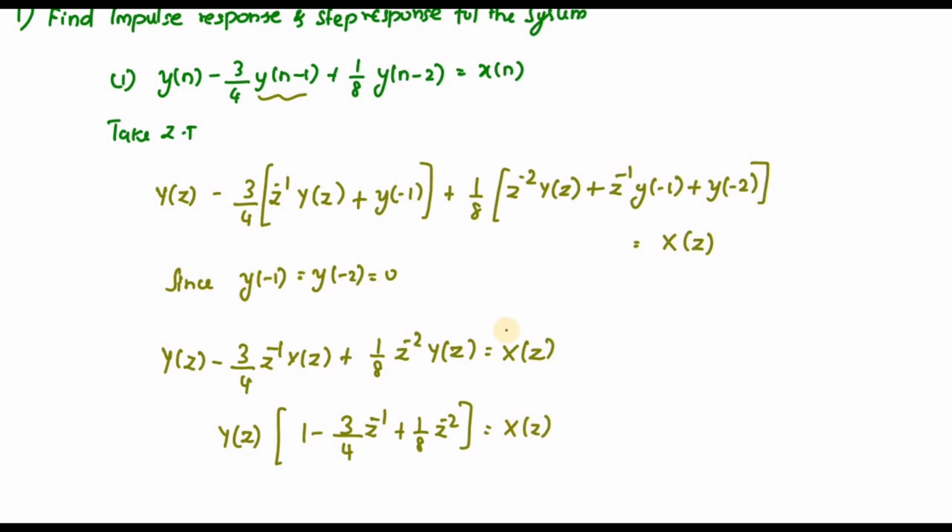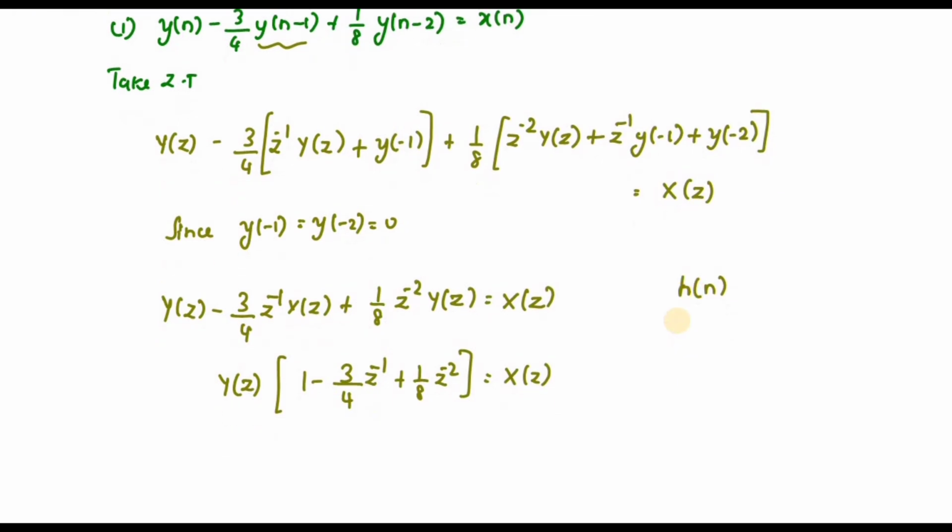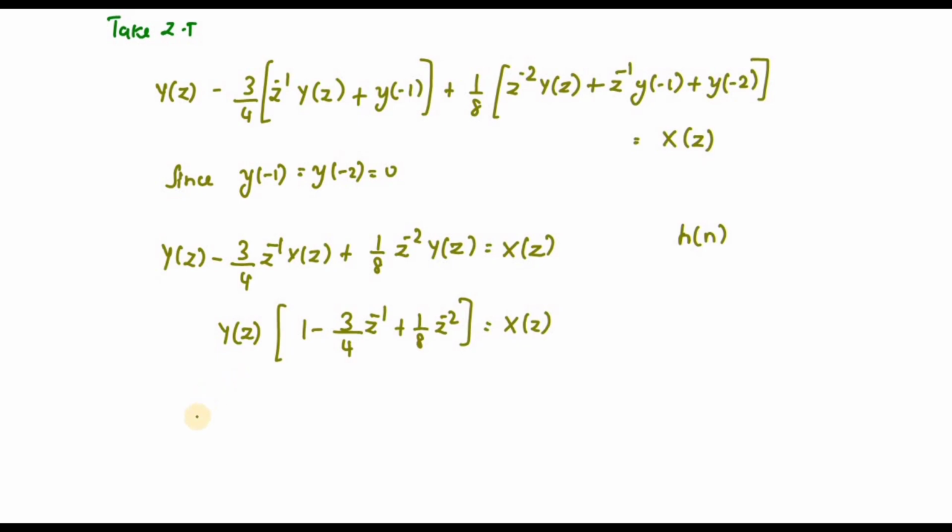So they have asked to find the impulse response. Impulse response means small h(n). So you know that H(z) is equal to Y(z) divided by X(z), which is nothing but 1 divided by 1 minus 3/4 into z power minus 1 plus 1/8 into z power minus 2.